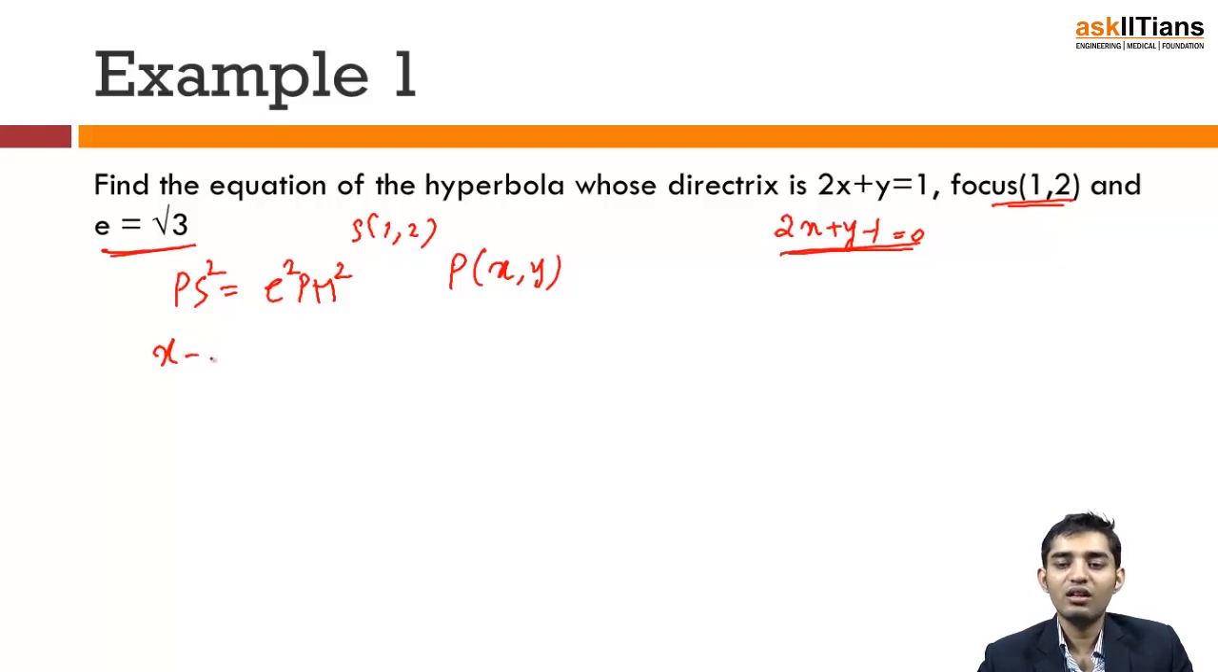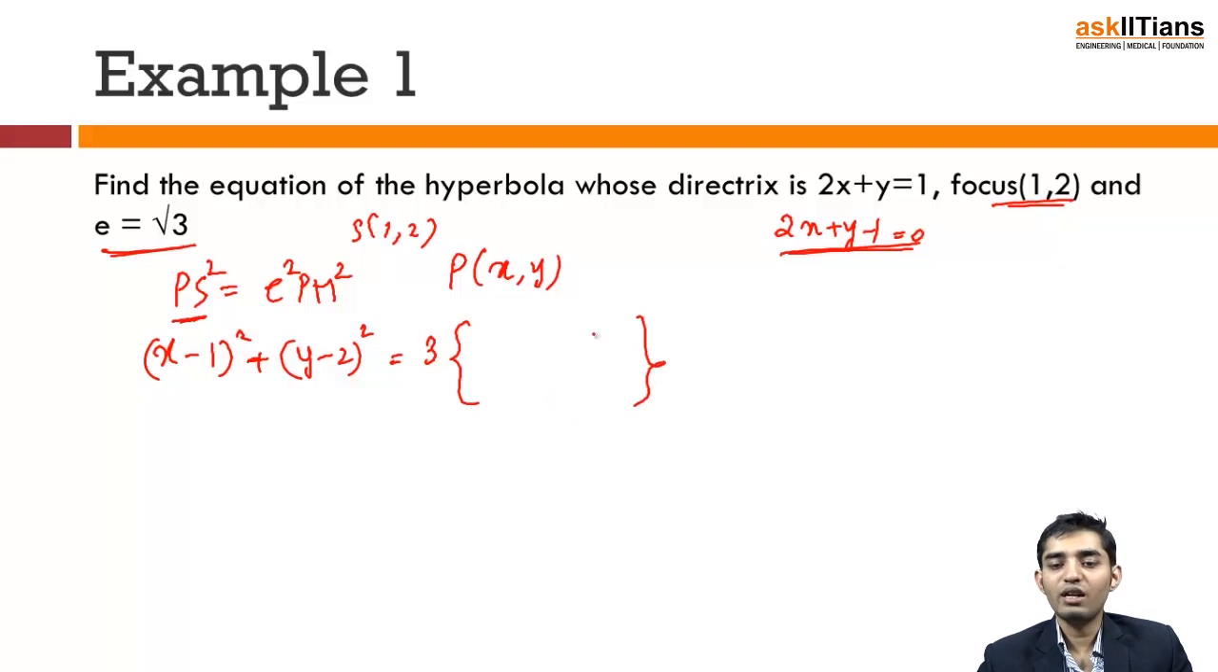So I am squaring both sides. So here I will get (x - 1)², PS² you can write down by using the distance formula, this PS². So (x - 1)² + (y - 2)², and this will be equal to e², which is 3, right?